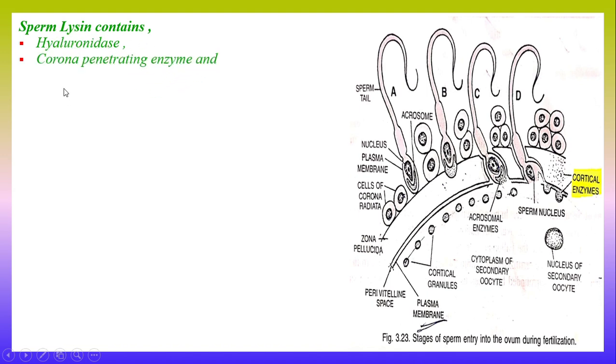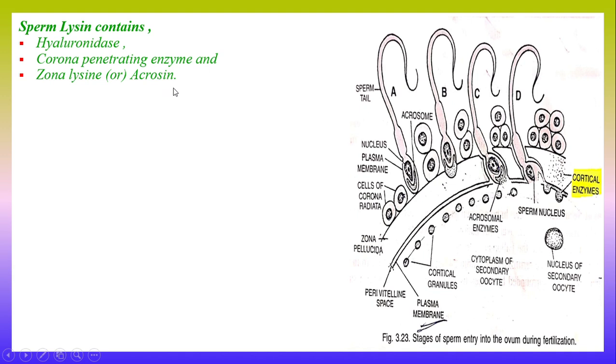ஹைலுரானிடேஸ், corona penetrating enzyme. ஏன்னா இந்த கரோனா ரேடியேட்டா லேயர் should be dissolved. அதுக்காக corona penetrating enzyme, and also zona lysin, இந்த zona pellucida வை கரைக்கக்கூடிய என்சைம். Okay, that is called acrosin. So these are the contents of the sperm lysin. Carefully பாத்துக்கோ. These are the contents of the sperm lysin: hyaluronidase, corona penetrating enzyme and zona lysin, that is called acrosin.